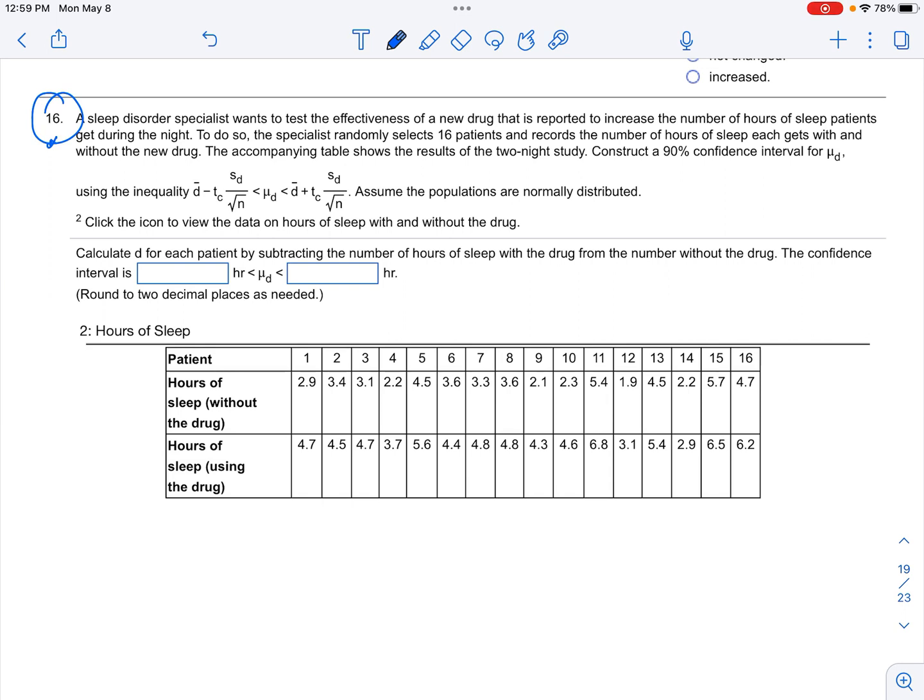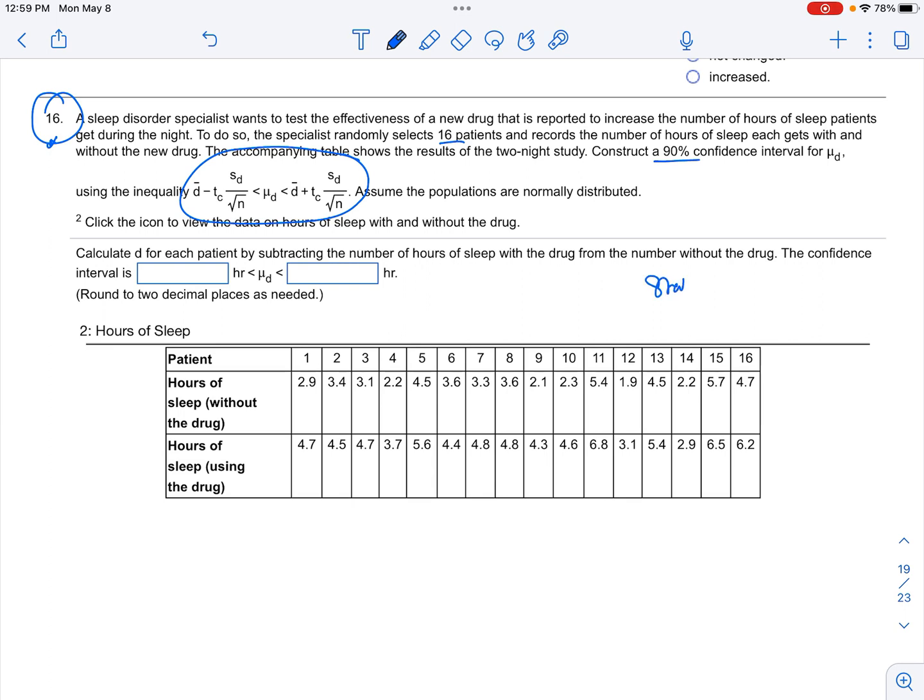So now you have a sleep disorder specialist who wants to test the effectiveness of a new drug that is reported to increase the number of hours of sleep patients get during the night. To do so, he selects 16 patients and records the number of hours. He wants to construct a 90% confidence interval. This is the confidence interval. Just so you know, this is the same thing as a T interval, and we saw that in chapter 6.